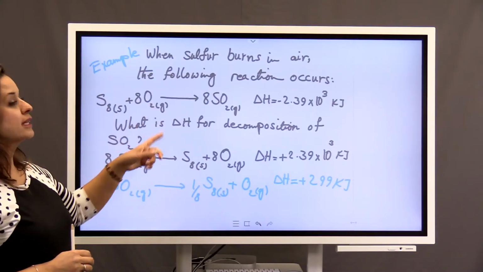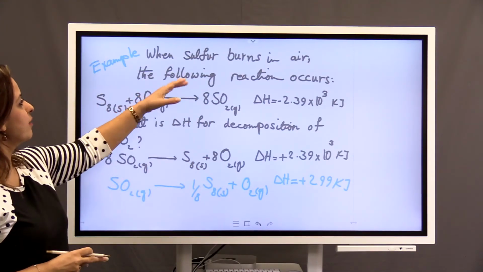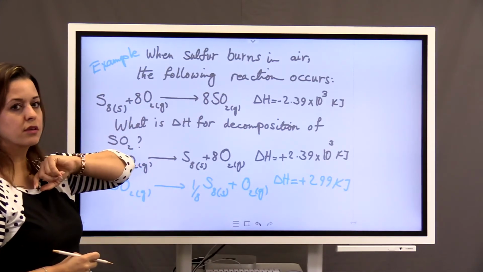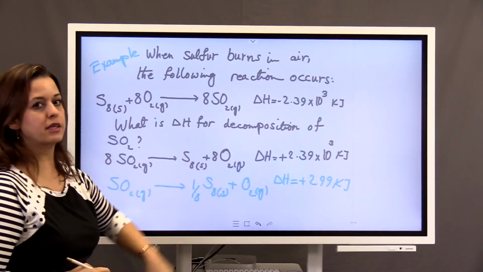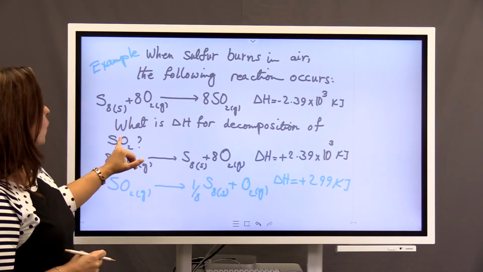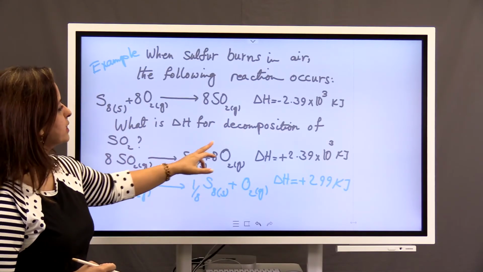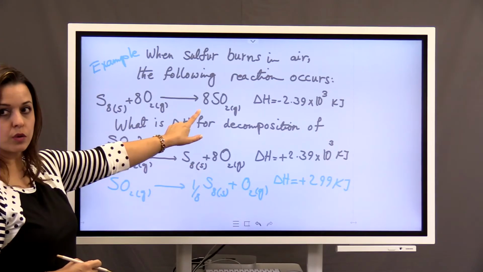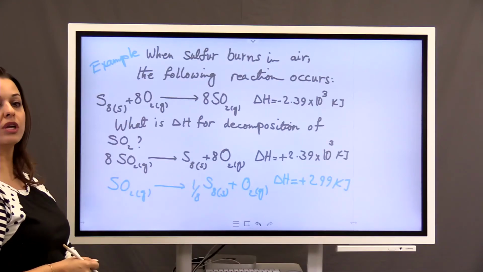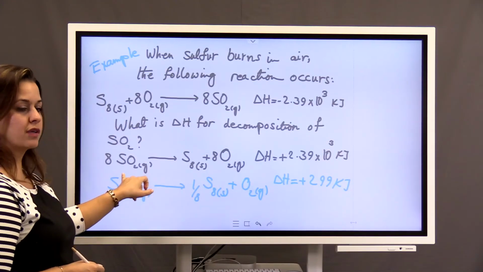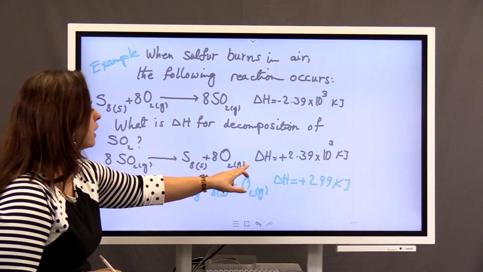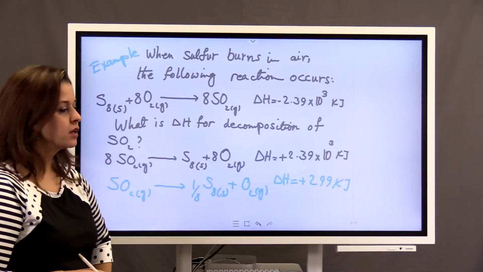When sulfur burns in air, the following reaction occurs. You already have it, and we already calculated this delta H value. So we need to find delta H for decomposition of SO2. Decomposition of SO2 means to flip this equation. It shows decomposition of SO2. What should happen to delta H? Delta H must be reversed.